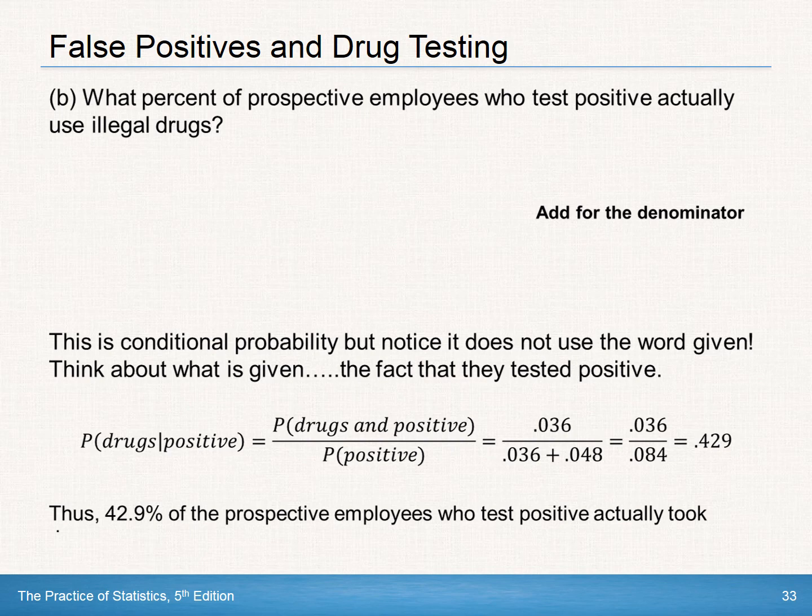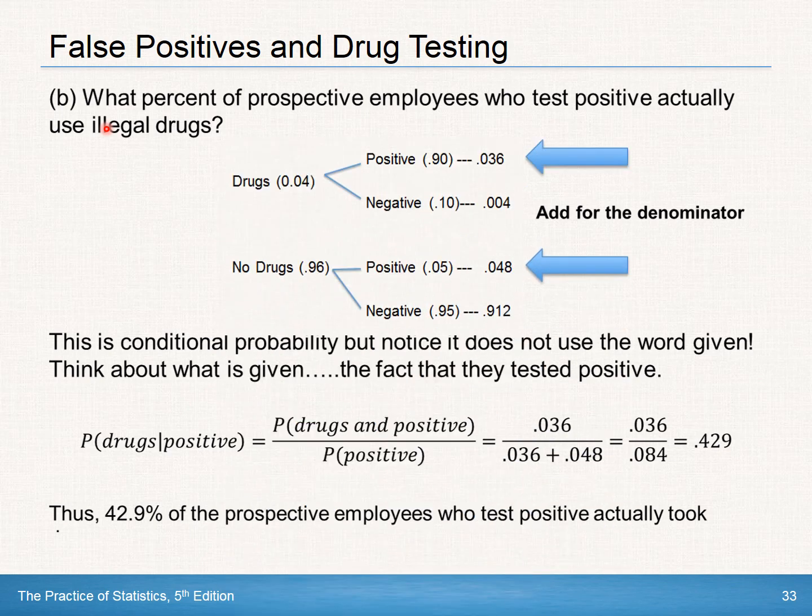So question B is asking, what percent of prospective employees who test positive actually use illegal drugs? Okay, now you're going to have to think about, this is 2 things going on. Is this a conditional probability? Is it not? How do I know what the denominator is?